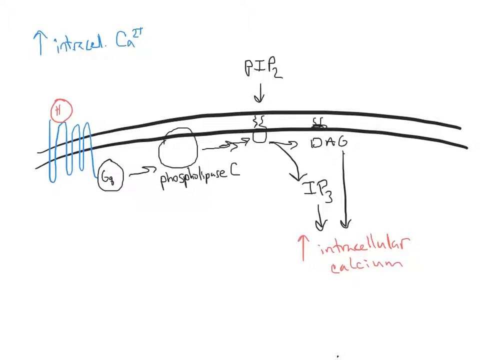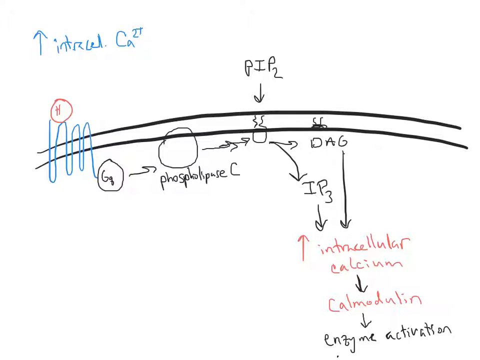This intracellular calcium activates a molecule called calmodulin. So calmodulin is just a calcium-responsive molecule within a cell. And calmodulin activates other enzymes, and that enzyme activation leads to a change in cell activity. Again, the target cell's response to the hormone.